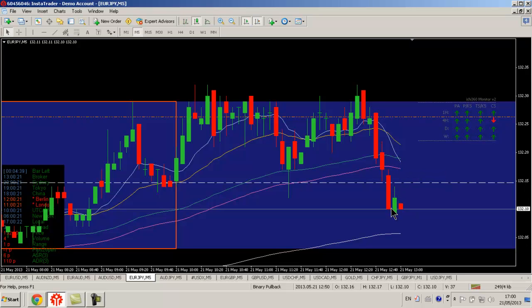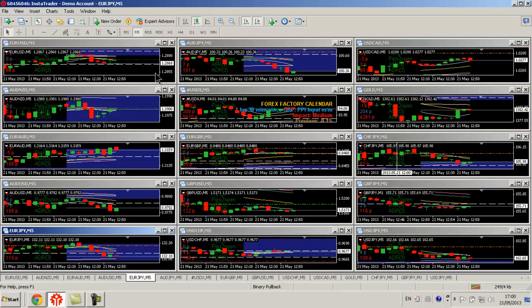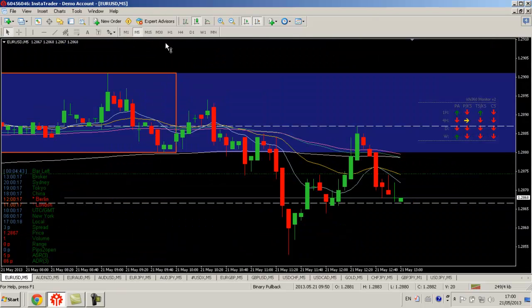So that would have been a trade. That's the trade we would have entered. Let's see how it pans out. Okay, let's have a look at something else. Okay, Euro USD.